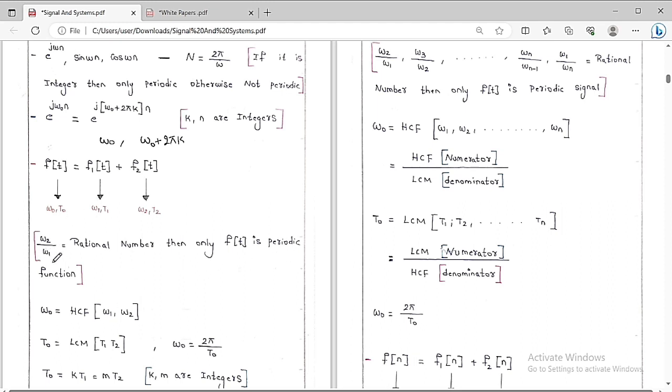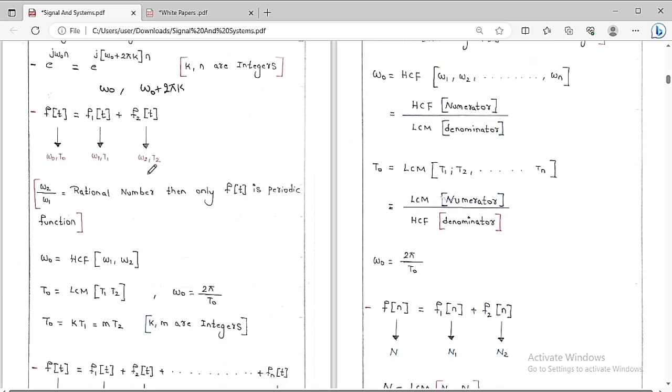If omega 2 by omega 1 is a rational number, then only we can say f of t is a periodic function. Either you can do omega 2 by omega 1 or t2 by t1, anyhow it is the same. If this is a rational number, then only we can say the resultant signal f of t is a periodic function.